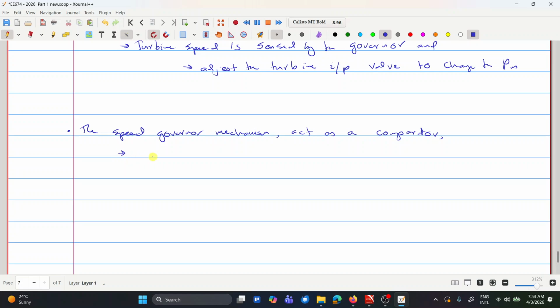So it acts as the comparator whose output, delta Pg, let's say, is the difference between the reference power, delta P ref, okay, and the power defined by the droop curve, right, which is 1 over R delta omega, right?